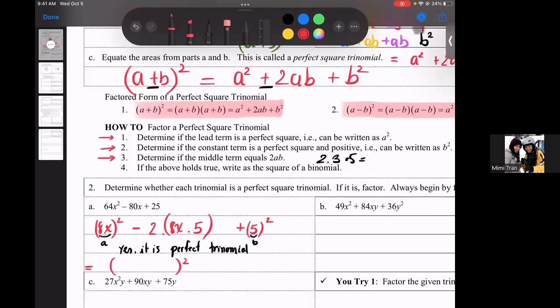A is ax, right? B is 5, and then in between is minus or plus? Minus, right? Minus. And you're done.